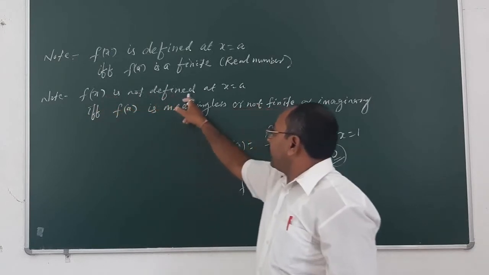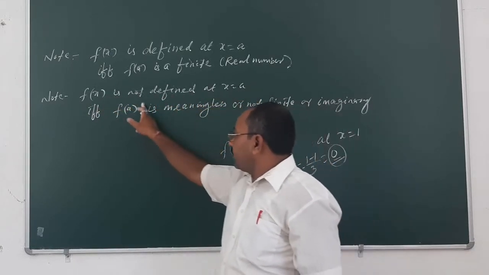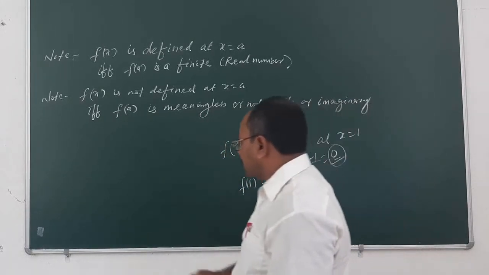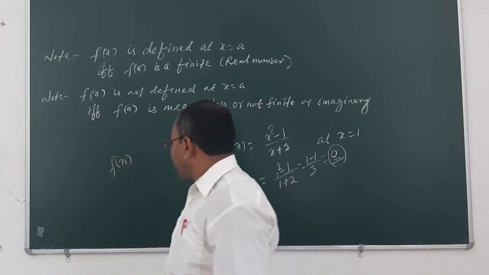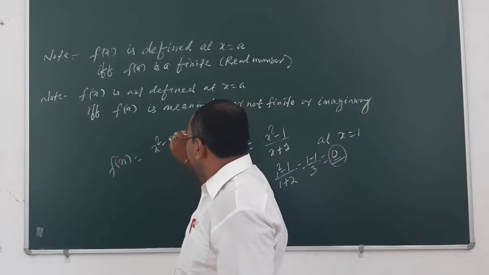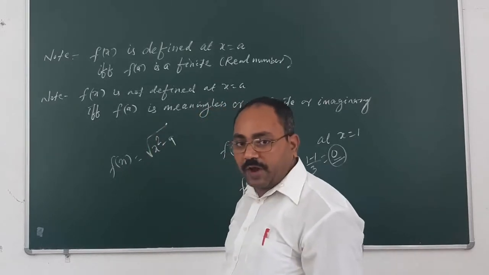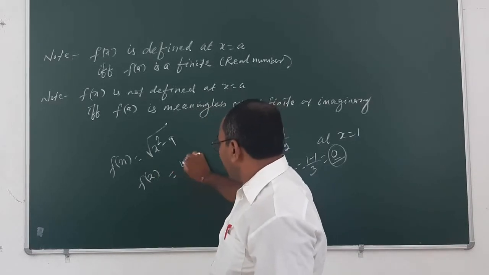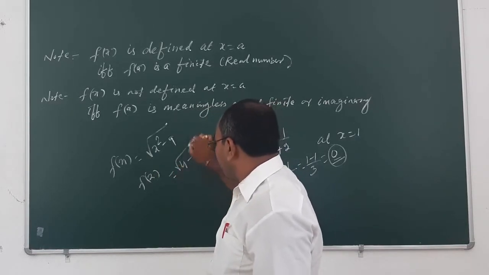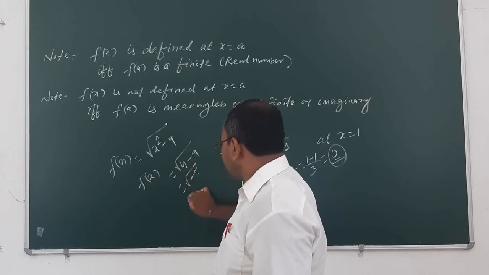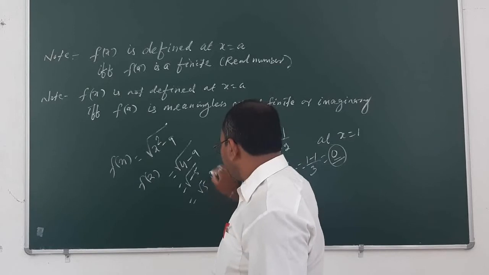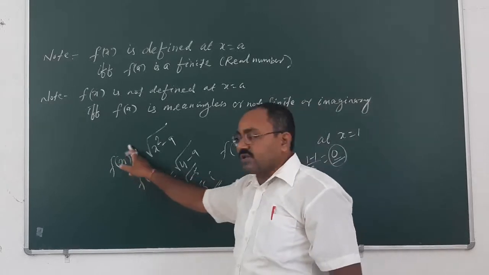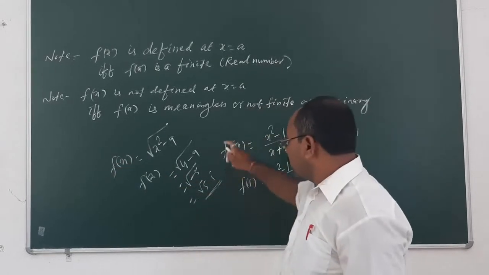Note 2. f is not defined at x equal a. What do you mean? That means f of a is meaningless or not finite or imaginary. Look at this example. Suppose f is equal to root over x square minus 9. We have to find the value of f of 2. f of 2 is equal to root over 4 minus 9, that is root over minus 5. This is root 5 i, which is an imaginary number. So in this case we say this function is not well defined at x equal to 2.